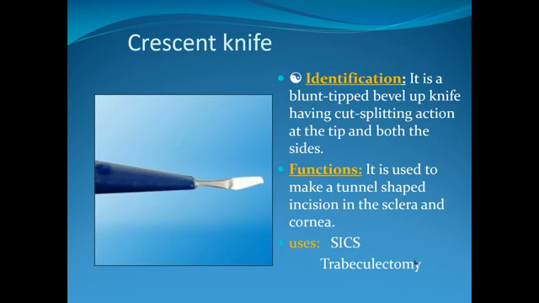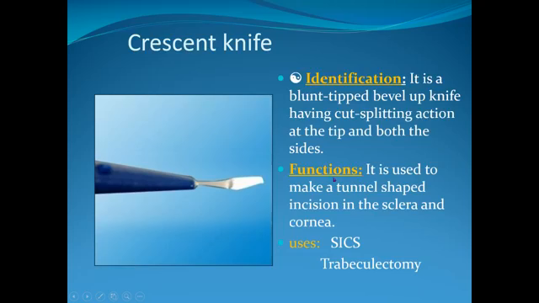And there is a knife. The instrument is the crescent knife. It is used in cataract surgery, even trabeculectomy and glaucoma surgery. The identification point is a blunt-tipped, bevel-up knife having a cutting and splitting action at the tip and both sides. There is a blunt part, there is a sharp function, and this is a bevel.